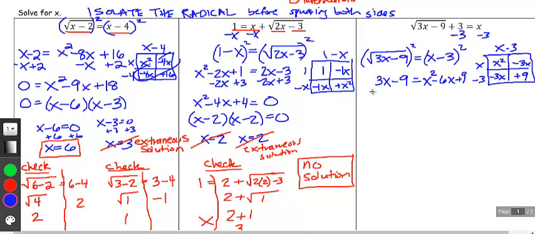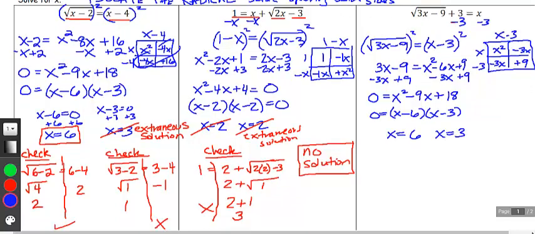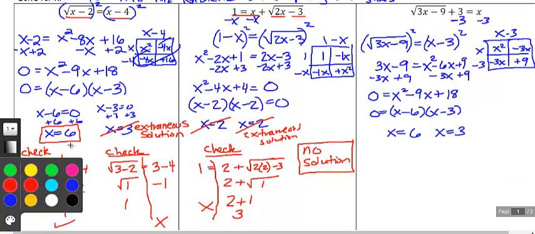We need to set it equal to 0, minus 3x on both sides, plus 9 on both sides. We now have a 0 on the left, and we have x squared minus 9x plus 18 on this side. Well, that's interesting. We had that one over here. I'm going to skip down to our factors and our answers that we got here because we've already done this work, right? We know that we get x equals 6 and x equals 3. It's a different equation though, which means that we still have to check in the original equation.